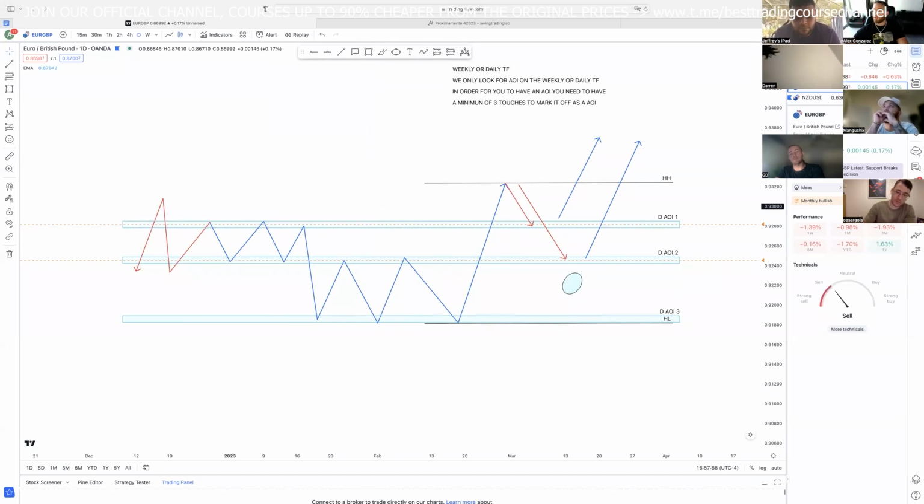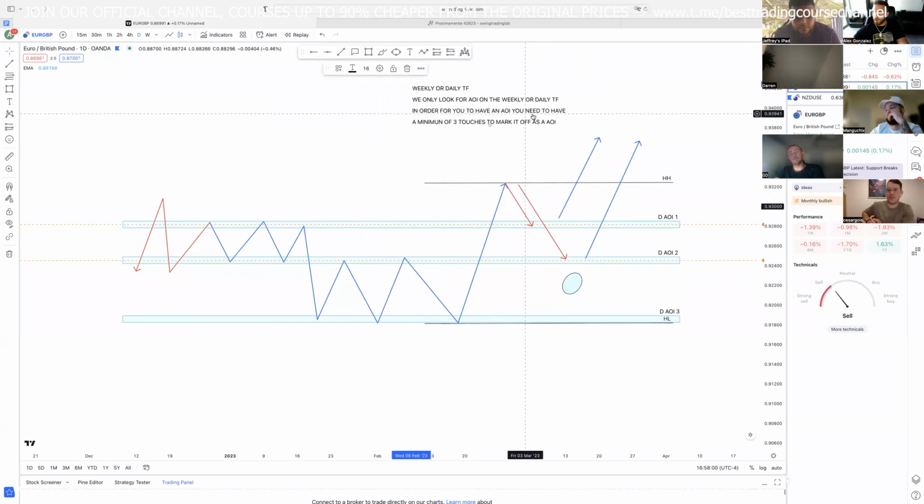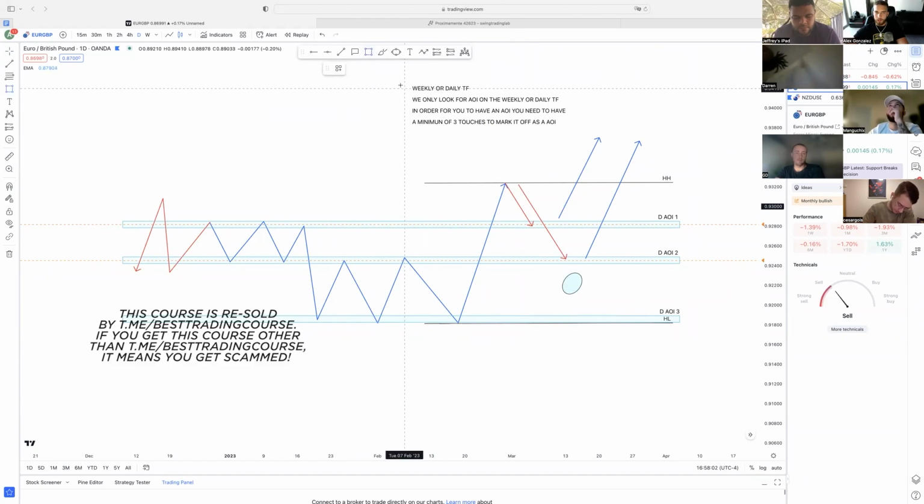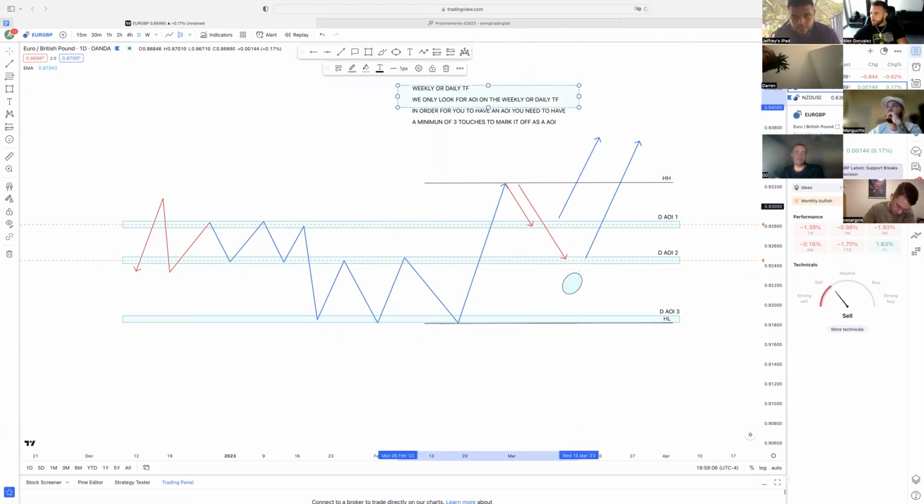Those areas of interest are just drawn on the weekly or the daily. I'm not going to answer that because it's right here. When price did not fully reach the level but touched USD CAD. We're not on USD CAD right now. I don't even remember the last time I traded USD CAD.